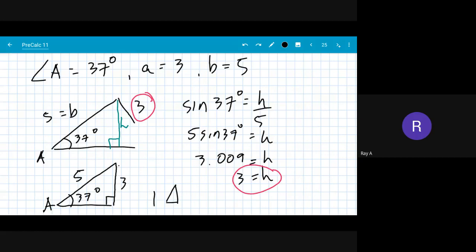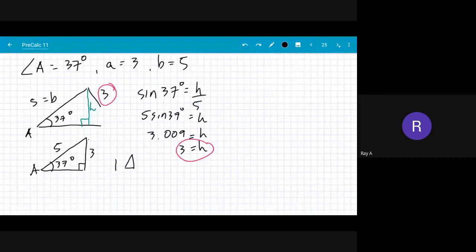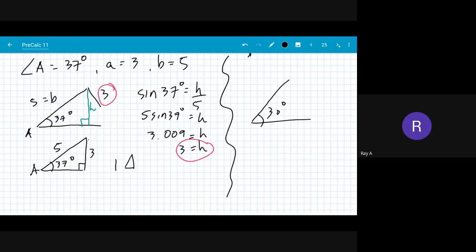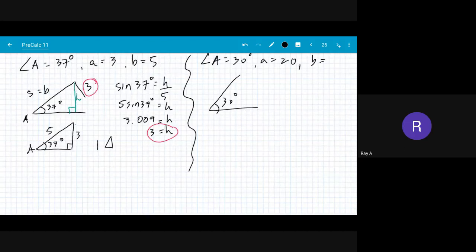Now, what about this one? If you have an angle 30 degrees. This is a different question. So angle A is 30 degrees, and then side A is 20, and then side B is 16.